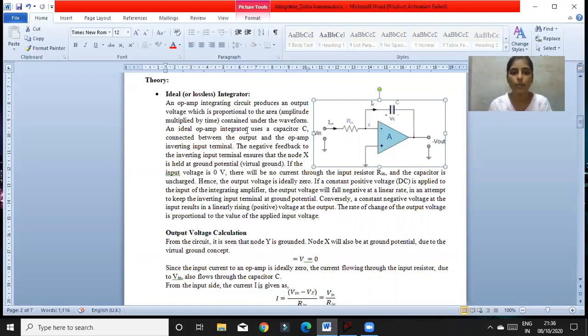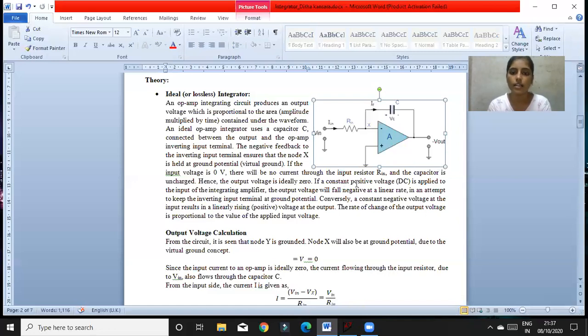The ideal op-amp integrator uses a capacitor connected between the output and the op-amp inverting input terminal. The negative feedback at the inverting input terminal ensures that node X is held at ground potential, and if the input voltage is 0, there will be no current through the input resistance Rin. So the capacitor is uncharged and hence the output voltage is ideally 0.